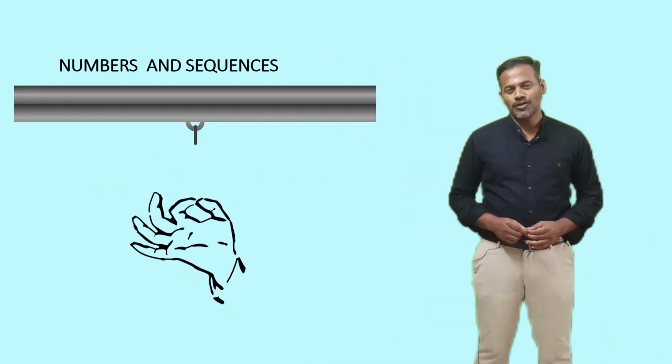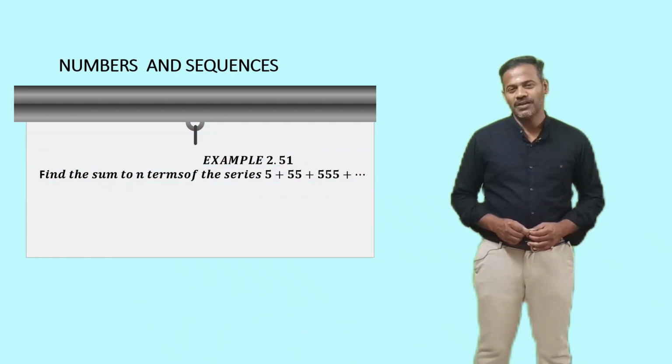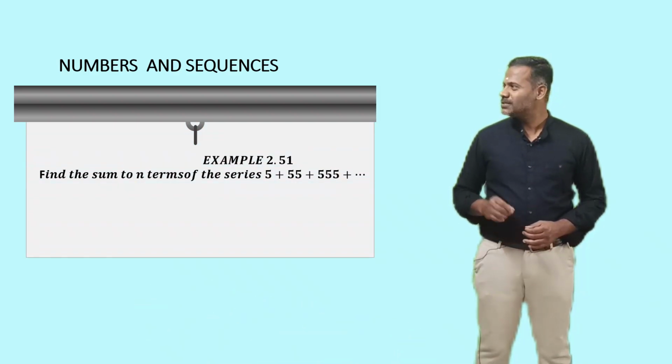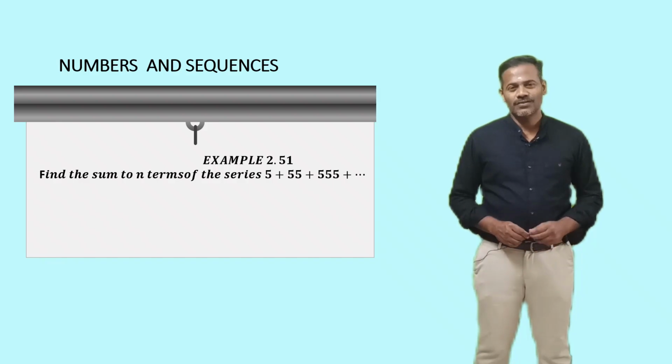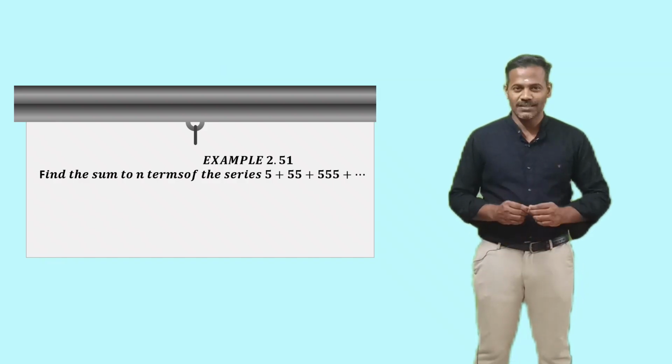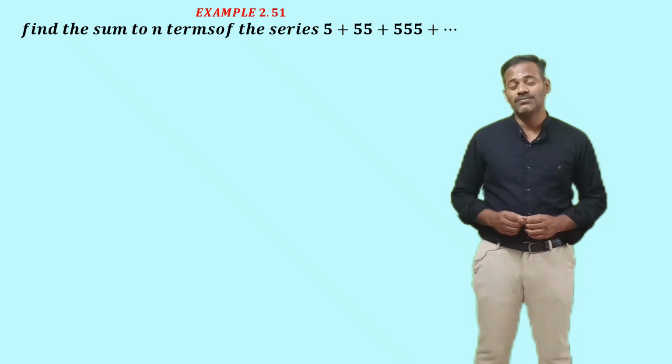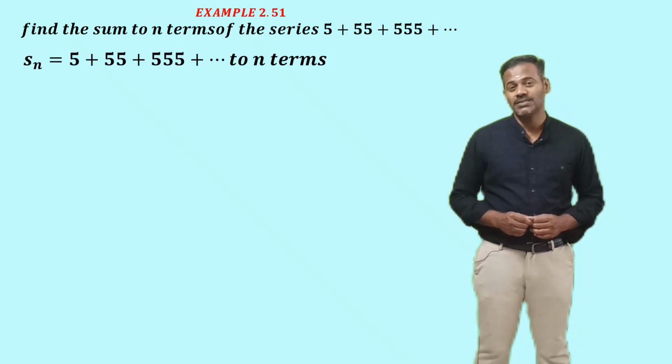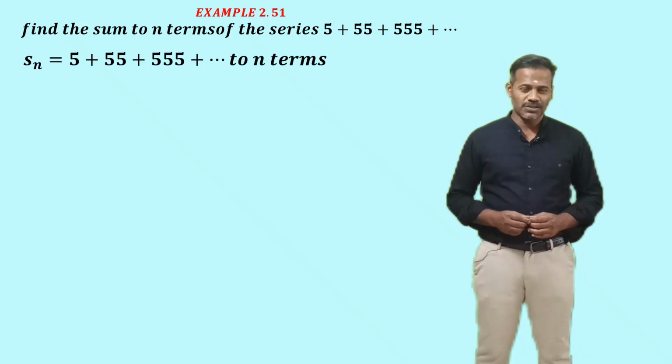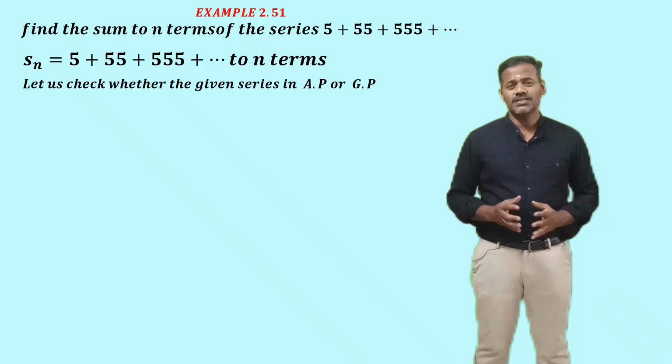Today we are going to see example problem 2.51: find the sum to n terms of the series 5 plus 55 plus 555 plus and so on. For this sum we are going to find Sn. Sn is equal to 5 plus 55 plus 555 plus etc. up to n terms. Now children, what is the first step?